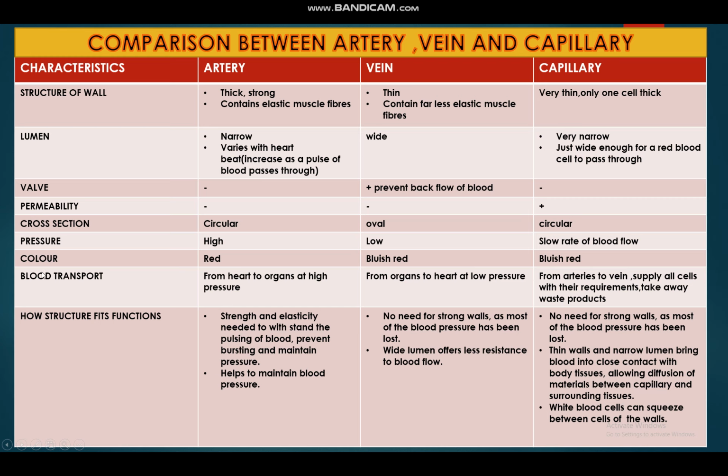Now if you see the transport, in case of artery the blood is transported from heart to the organs at high pressure. In case of veins it is from organs to the heart at low pressure, and in case of capillary, from arteries to veins, supplying all cells with their requirements and taking away their waste products to the organs of excretion. These are some characteristic features of arteries, veins and capillaries, and on the basis of these features the function of the blood vessels depends.